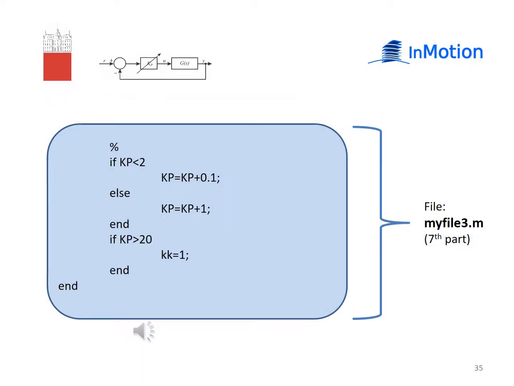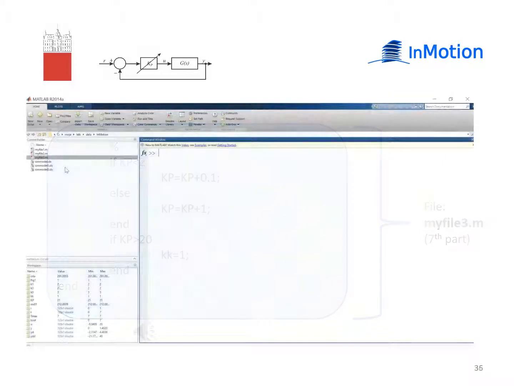At the beginning, when Kp is less than 2, Kp is increased in each step by the value 0.1, while later on by the value 1. Let's observe now how the constructed file, when executed, calculates and presents the results.